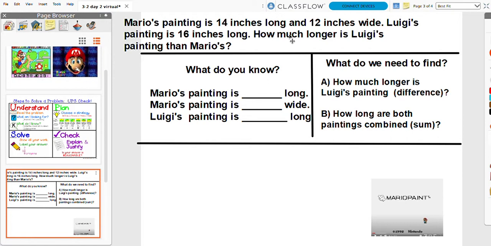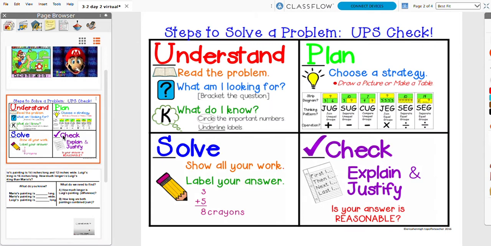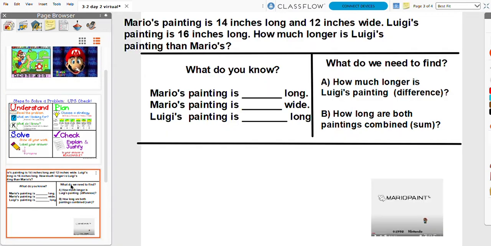So I gave you what they call a process guide, or some hints here to help you with the first part of our UPS. Remember, say UPS. UPS is understand, plan, solve, and check. So for understanding the problem, I have some information here. So the first one I want to look at is, what do we know?